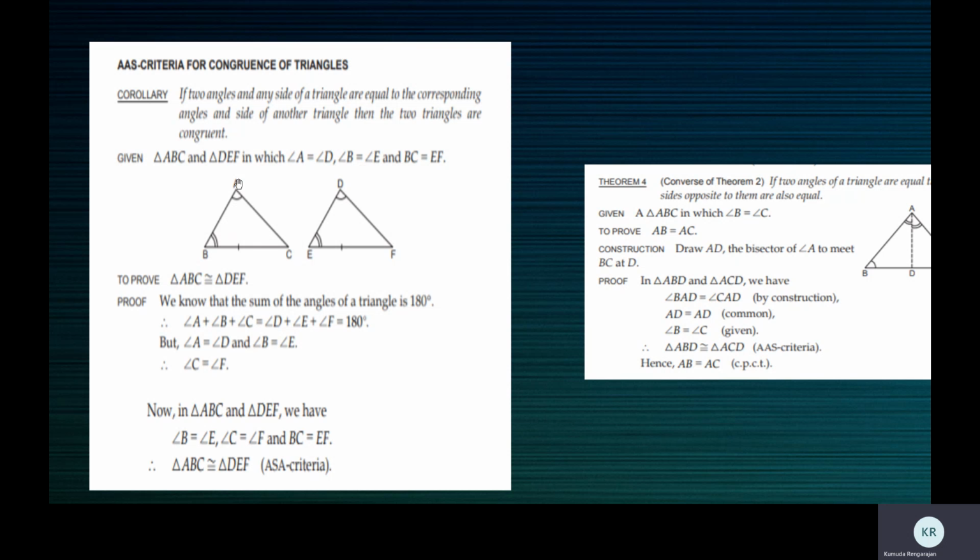So if you say BCA, you must say EFD. Or if you say ABC, you must say for A, D. For B, you must say E. So ABC, DEF. That's what you see here. ABC congruent to DEF by the ASA congruence criterion.